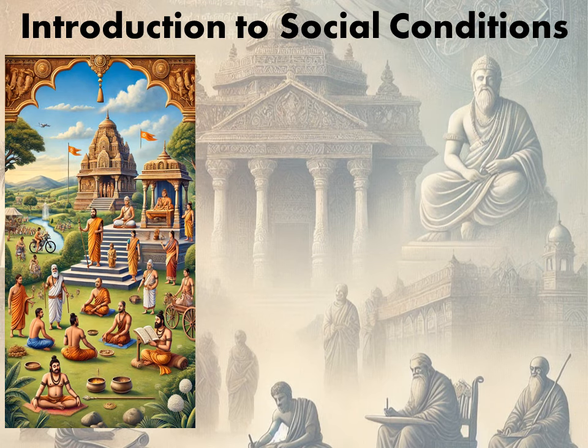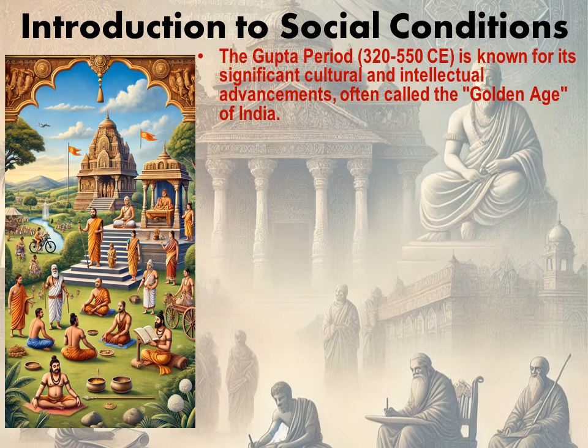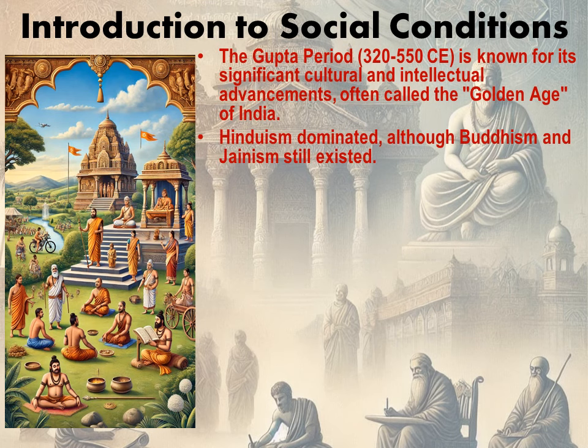Introduction to social conditions. The Gupta period, 320 to 550 CE, is known for its significant cultural and intellectual advancements, often called the Golden Age of India. Hinduism dominated, although Buddhism and Jainism still existed.